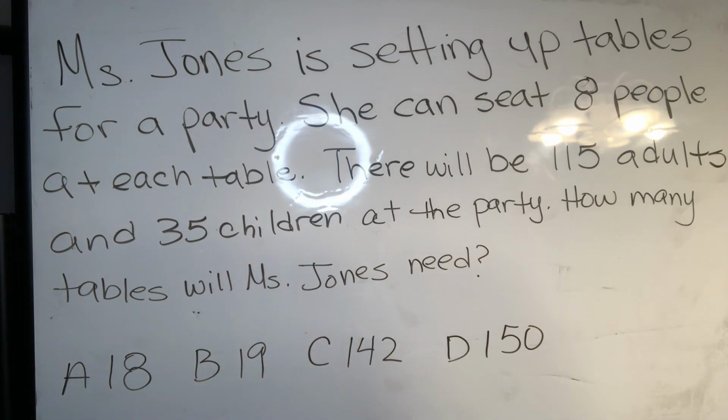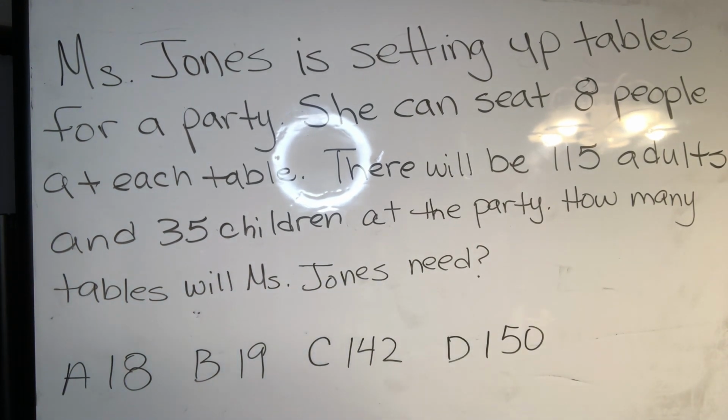All right, so we have choice A, that's 18, choice B, that's 19, choice C, that's 142, and choice D, that's 150. So the first thing we need to do is understand what it is that we need to do to solve this problem. Well, the first thing we notice is that it's actually a two-step problem.